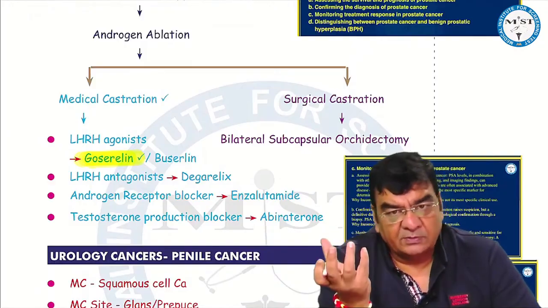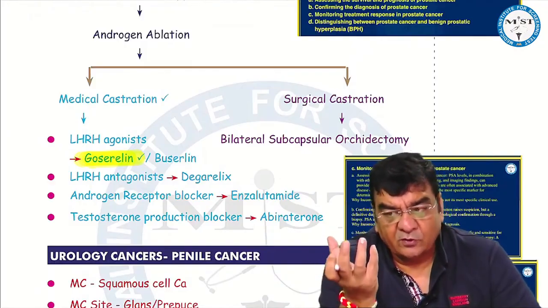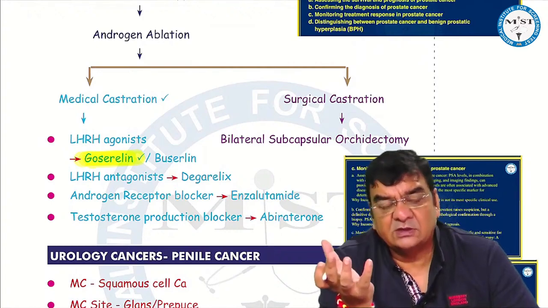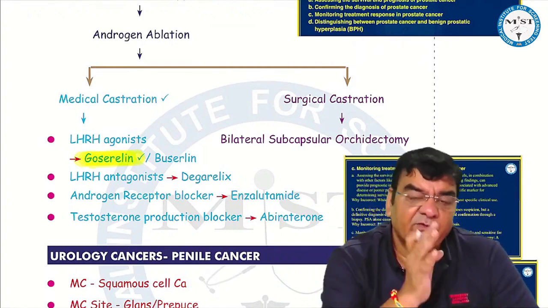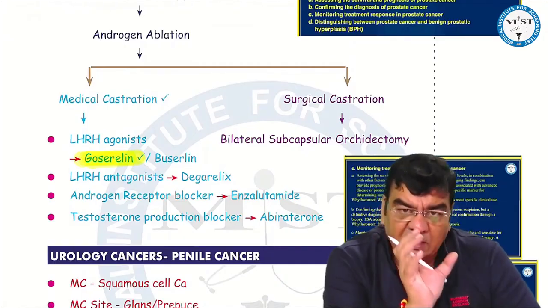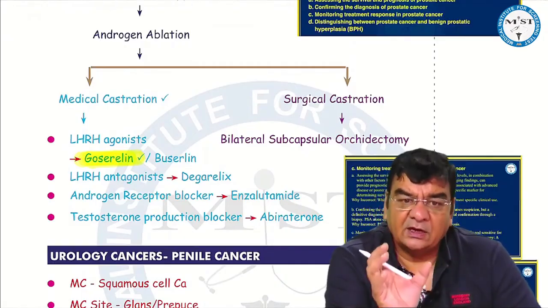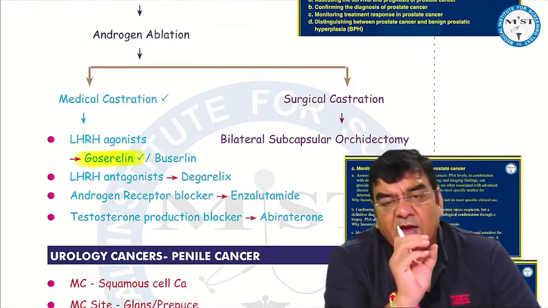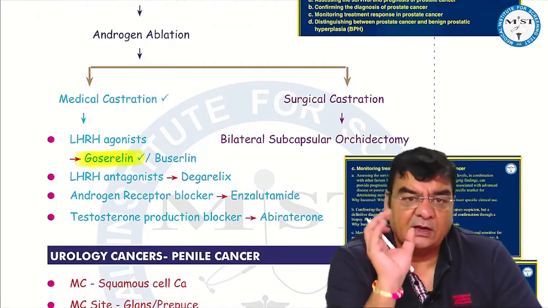So bilateral subcapsular orchidectomy is an option for hormonal androgen ablation in prostate cancer, but better than this surgical treatment is medical treatment, where we can use LHRH agonists like Goserelin, Buserelin, we can use LHRH antagonists like Degarelix, androgen receptor blockers like enzalutamide, and testosterone production blockers like abiraterone.